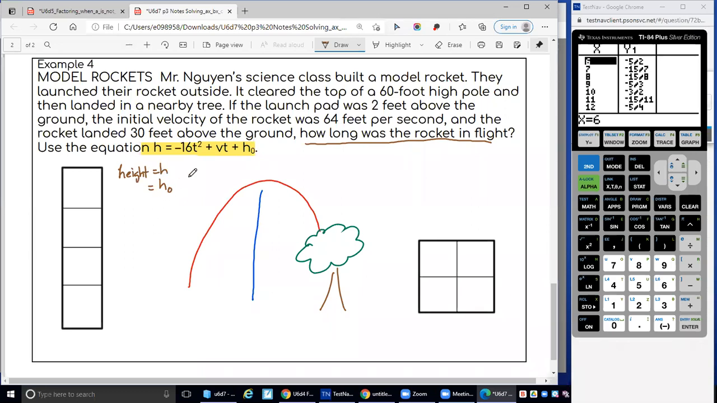Okay, well, let's think about that. So how long was the rocket in flight? Do you think that would be answered by H, the height? Does that describe how long it was in flight? No. What's another variable that might be what they're looking for?